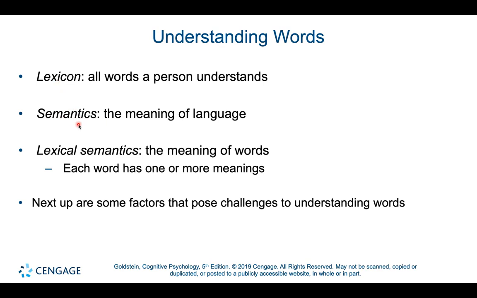Semantics is our understanding of the meaning of language and words. The meaning of language, and then lexical semantics is how we understand the meaning of words. And maybe most confusing is that words can have more than one meaning. So a real big question in our understanding of words is how do people deal with the fact that words can have multiple meanings, and that the exact meaning of a word might not be clear at, for example, the beginning of a sentence.